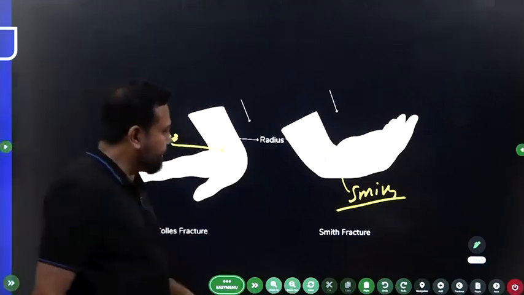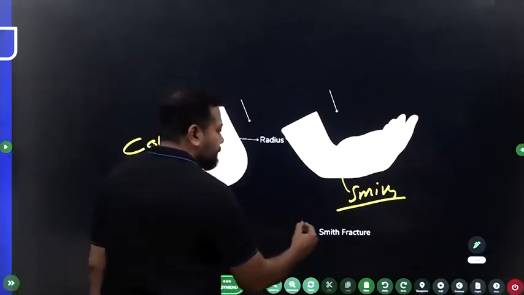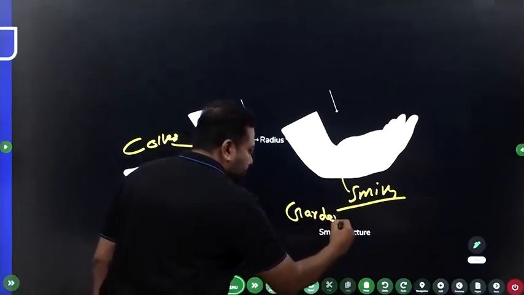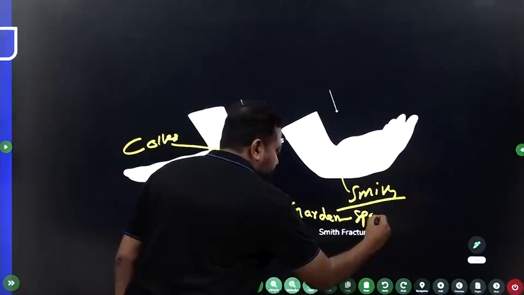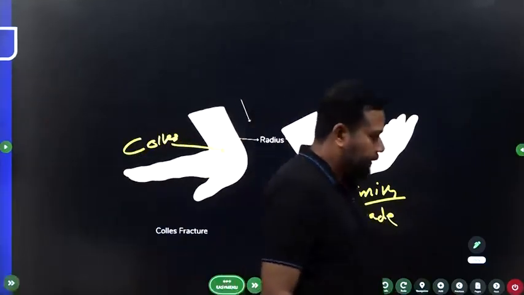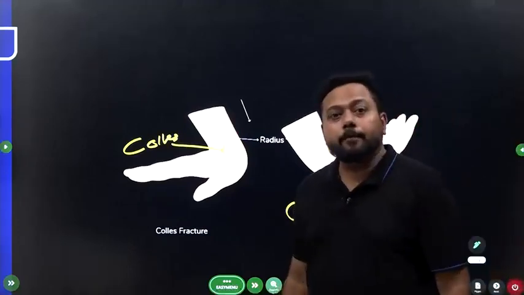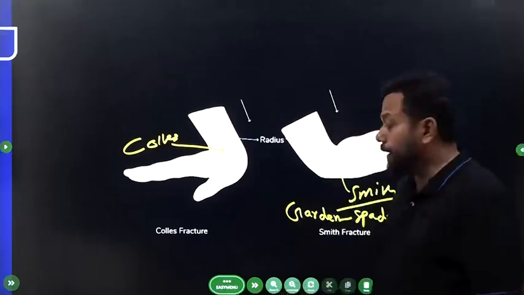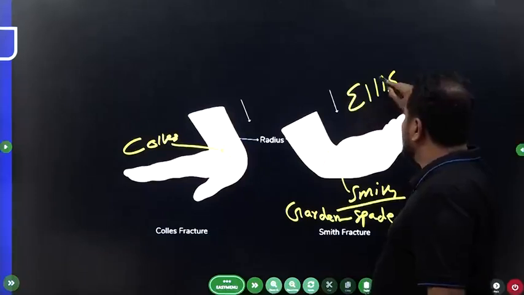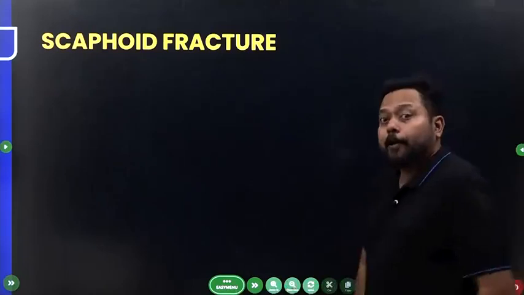The classical deformity of Colles is called dinner fork deformity. Classical deformity of Smith fracture is called Gordon-Spade deformity. Treatment of choice of Colles fracture is conservative. Treatment of choice of Smith fracture is surgery. You have to fix it with what is called the Ellis plate. Coming to the next important chapter, scaphoid fracture.